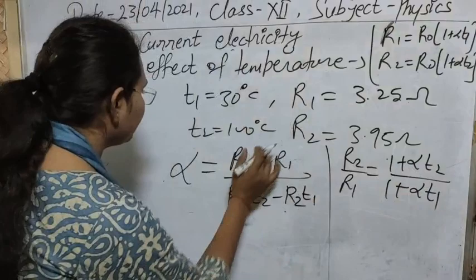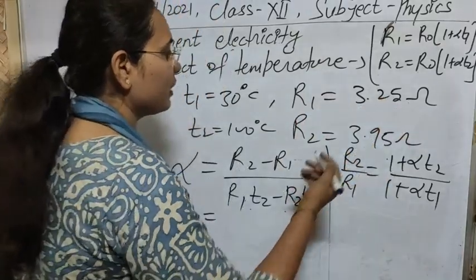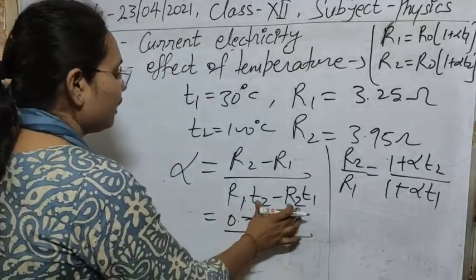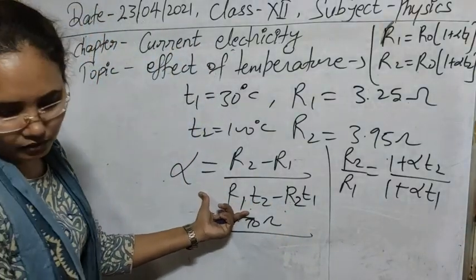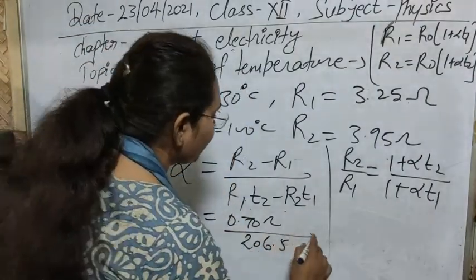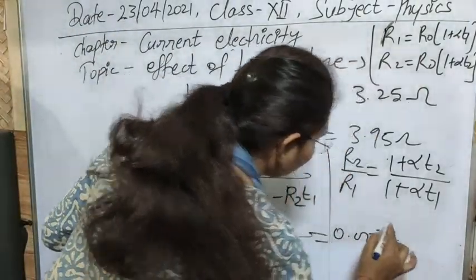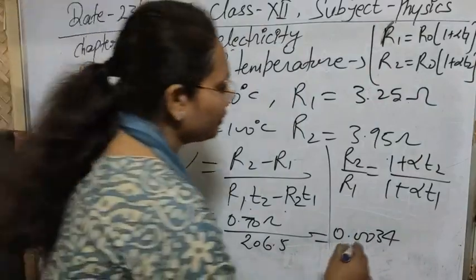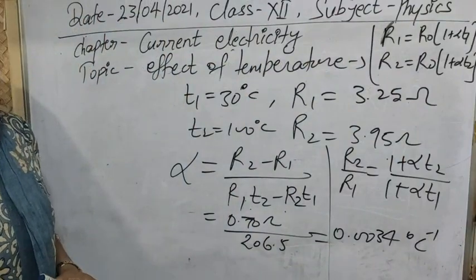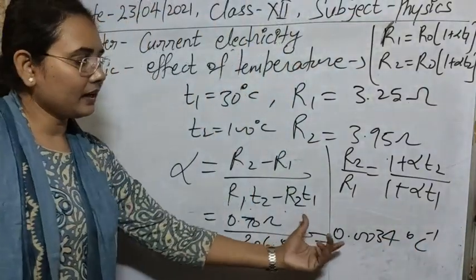So let's write the values here. R2 minus R1, if you take the magnitude, will be equal to 0.70 ohm, and upon it, if you solve this term after putting all these values, it will be equal to 206.5. So this is the value we have got, and after solving this we obtain the value of alpha, that is 0.0034. The unit of this alpha is per degree Celsius. So alpha can be calculated easily.